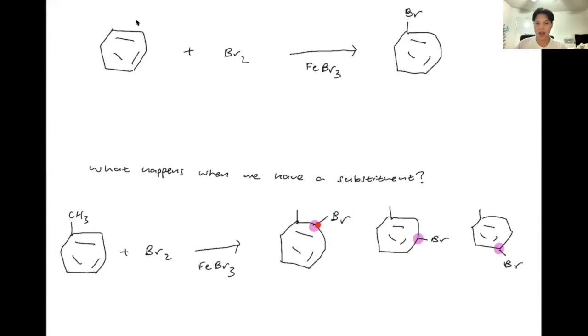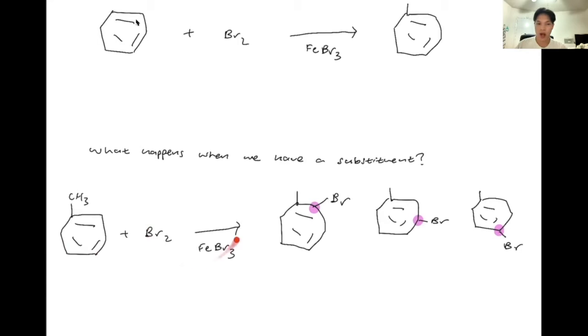Let's call this carbon number 1, carbon number 2. If I put the bromine on carbon number 2, it's not the same as putting a bromine on carbon number 3, and so on with carbon number 4. They're different molecules, right? They're constitutional isomers now. They have the same formula, but they have different structures and different connectivity. And this connectivity leads to different chemistry, right?